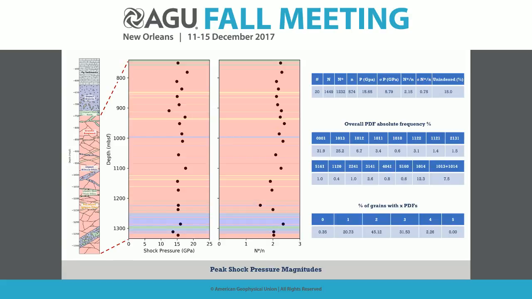If you spend some time in a basement with a universal stage, you can measure the orientation of planar deformation features. If you do that, you can then calibrate, by using the experimental results, what shock pressure the rocks experienced. By looking at 1,232 indexed planar deformation sets in 574 grains, I've come to the conclusion that more or less everything is shocked to about 15 gigapascals all the way throughout the core, that's throughout the granitic rocks. That's plus or minus about 6 gigapascals.